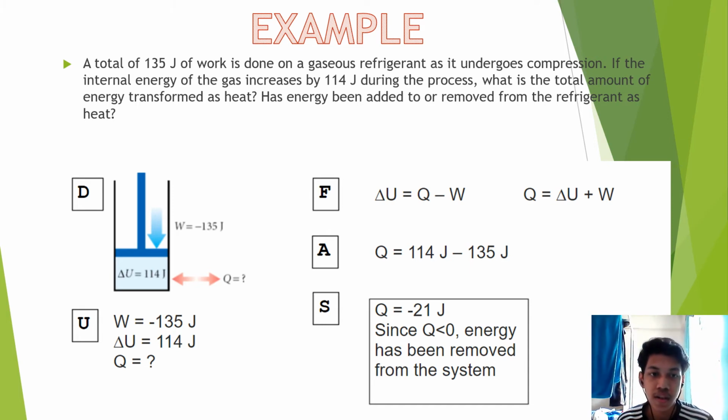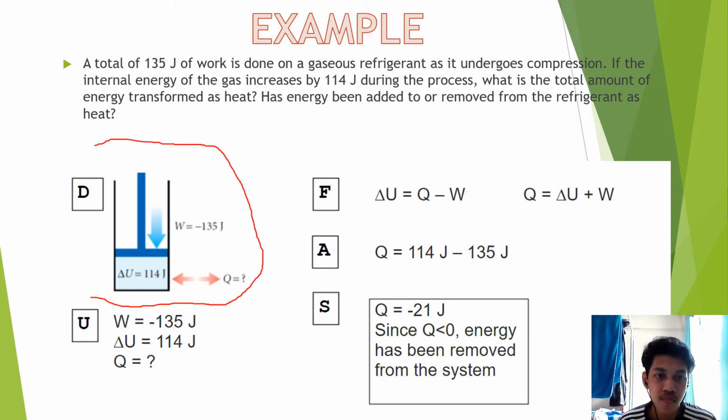First, we need to imagine the diagram, which is this one. This is the diagram, where the 140 joules is the delta U, and the work is negative 135, where the work enters. This is why it is negative.